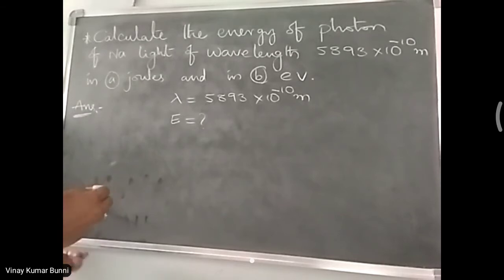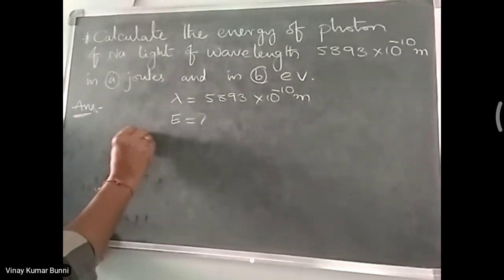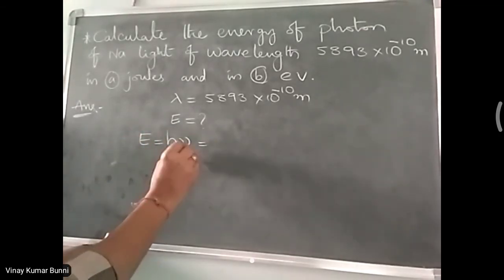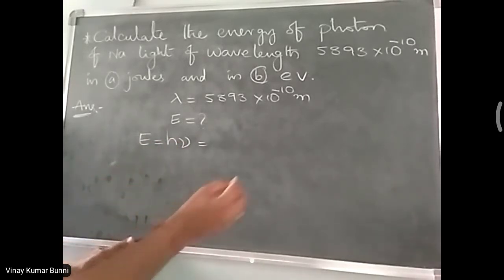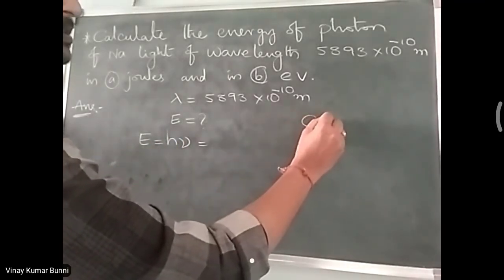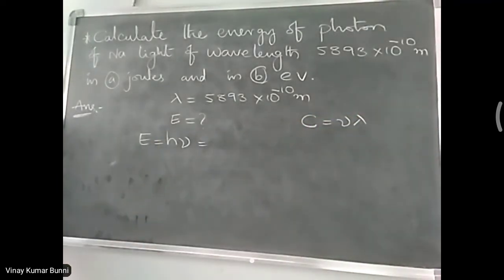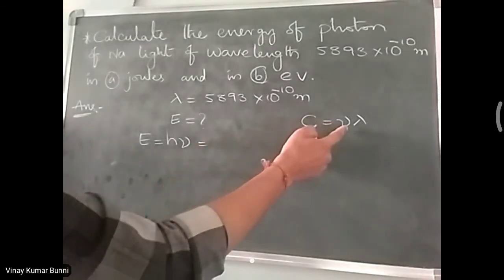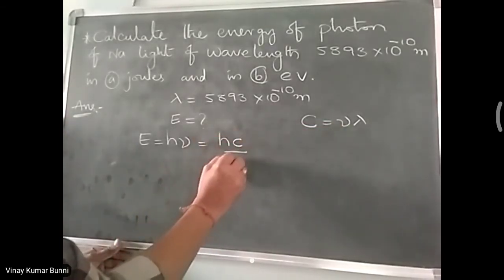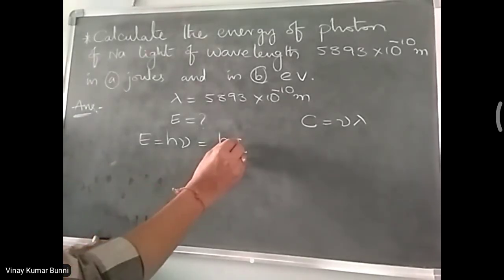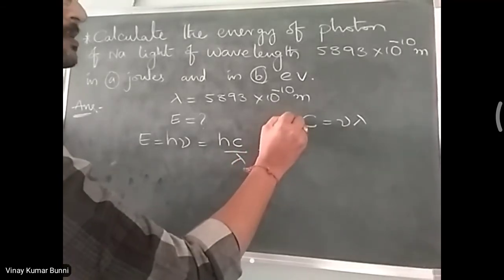So what is the formula which relates to the lambda value? A very fundamental formula, that is E equal to h nu, where nu is the frequency. And we know the fundamental relationship between nu and lambda is C equal to nu lambda. So in place of nu we can write hc by lambda, and we substitute the different values here.